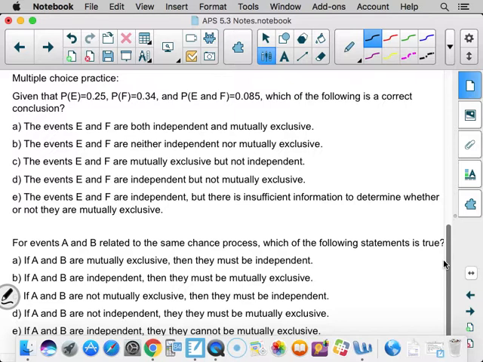So given that the probability of E is 0.25, probability of F is 0.34, and the probability that both happen is 0.085, which of the following is correct? All right. So here they're talking about independence versus mutually exclusive. The easier one is mutually exclusive. What does it mean to be mutually exclusive? It means they don't have an overlap.